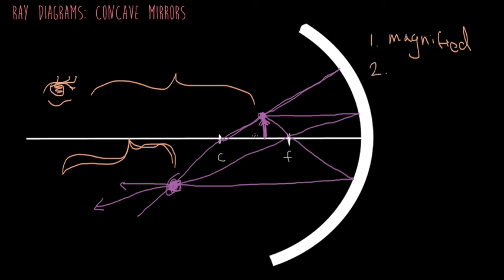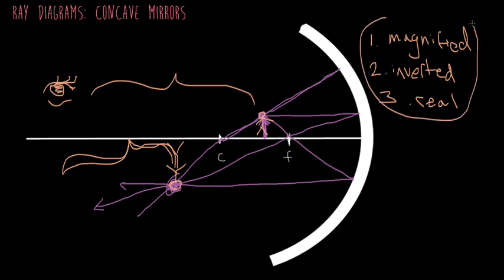But just like the last time, it's inverted. So if we have our guy and the image of him is down here, this is his new head. He's inverted. And finally, it is again a real image because it's not formed behind the mirror, it's formed in front of the mirror. So again, these are the big three for an image that's formed by an object in between the center of curvature and the focal point.